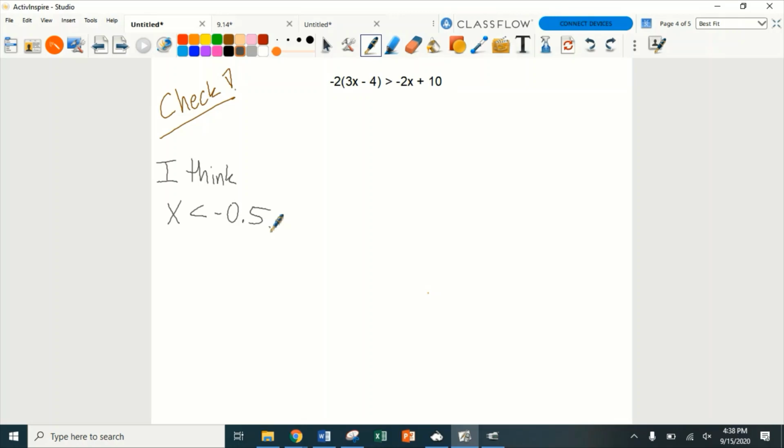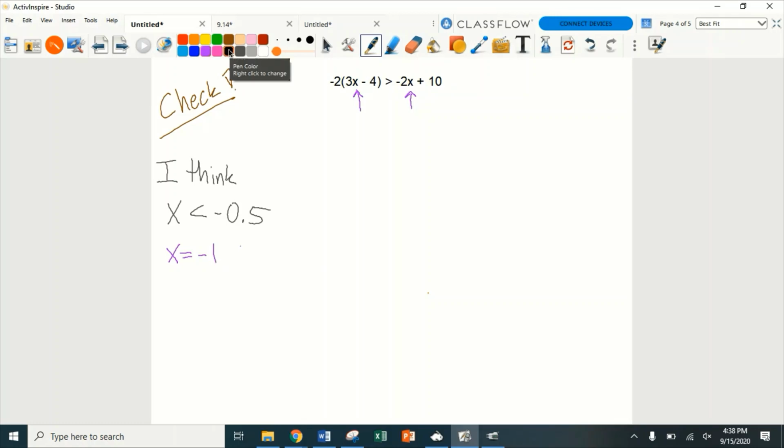So if we want to check our answer, we have to plug in a number that is smaller or less than negative 0.5. And we can pick any number that we want. I'm going to pick negative 1. And this is the number I'm going to use to check my inequality. So what I'm going to do is rewrite my inequality here, but instead of x, I'm going to write negative 1.